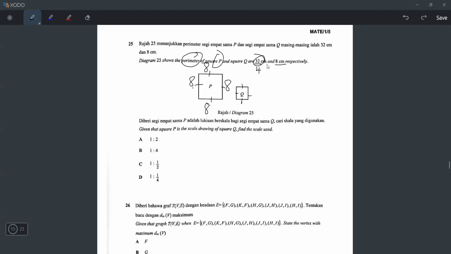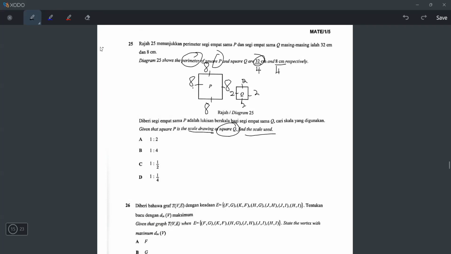And then the perimeter of square Q is 8, right? So 8 you can divide 4, you will get 2. So this side is 2, 2, 2, 2, 2 cm. Okay. Now, given that the square P is the scale drawing of square Q, find the scale used. Okay, you have to be very careful here.